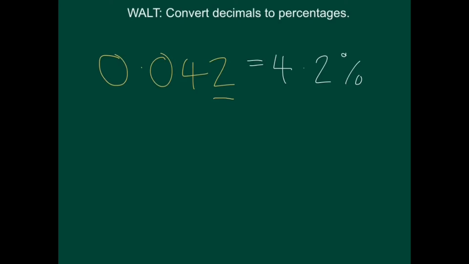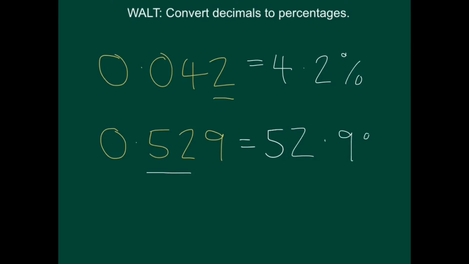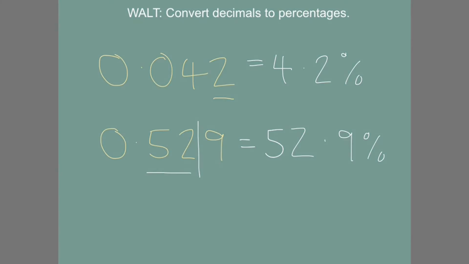The same sort of thing is going to happen if we've got 0.529. We're going to end up with a decimal place. So this one's going to turn into 52.9%, because we've got 52 here. So you can think of it like the first 2 decimal places, and then you put your decimal point in. And so that's pretty much the basics on how to convert decimals to percentages.